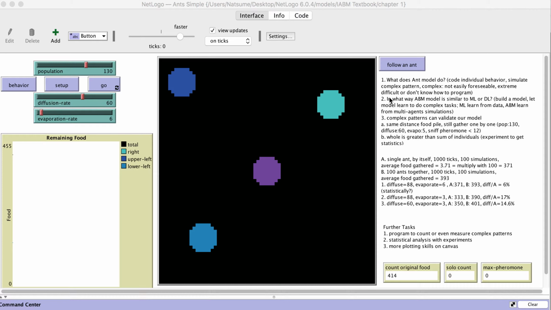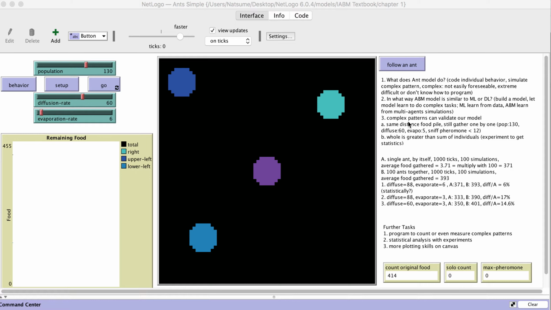To answer this question, we will examine individual ants' behavior, and we will try to understand what the term complex means, or what a complex pattern means. The second question we're going to answer is, in what ways is agent-based modeling similar to machine learning and deep learning. And the third question we're trying to answer is, how can we validate our model? How do we know our model can actually simulate the real phenomenon in the natural world?